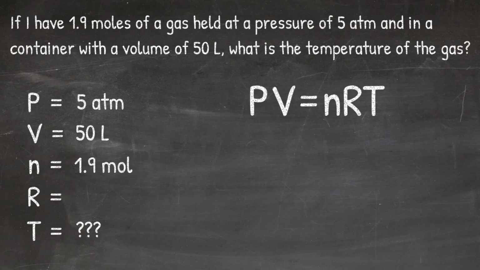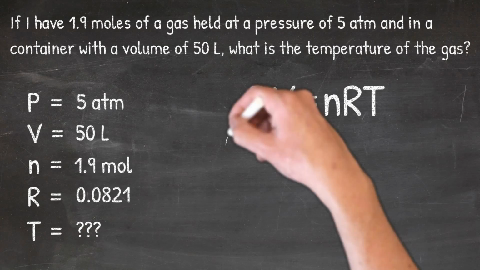Remember that the R value is always a known number, so even though the problem doesn't give it to you, we know that we need to use the ideal gas law constant. I'm going to use 0.0821 for this problem because my pressure is in atm, my volume is in liters, my moles are in moles, and that means the temperature when we solve for it will be in Kelvin. So all I'm going to do is plug the numbers into the equation.